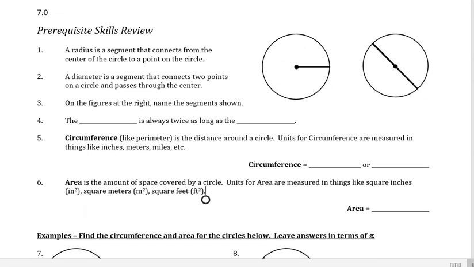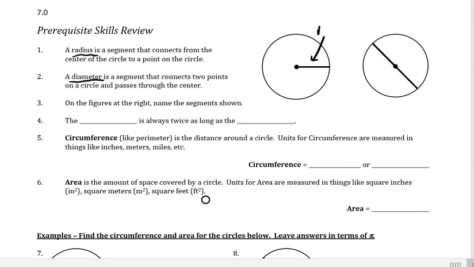If you just go through number 1 here, it says a radius is a segment that connects the center of a circle to a point on a circle. And then number 2, when we start talking about a diameter, so just some definitions, that's our radius. And a diameter is a segment that connects 2 points on a circle, but also must pass through the center of the circle.